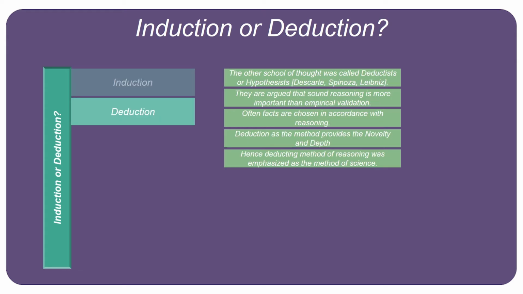The other school thought that deduction, or hypothesis making, is the only valid method. They are called deductivists. This is advocated by Descartes, Spinoza, and Leibniz on the continent. They argued that sound reasoning is more important than empirical validation. Often facts are chosen in accordance with the reasons. Therefore, reasoning precedes observation, and reasoning is much more important than observation. So, deduction as a method provides novelty and depth. Hence, the deductive method of reasoning is emphasized as the method of science.